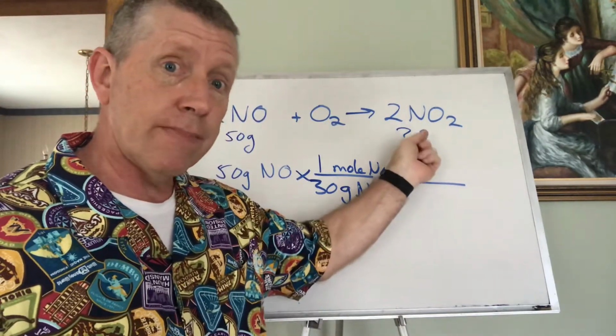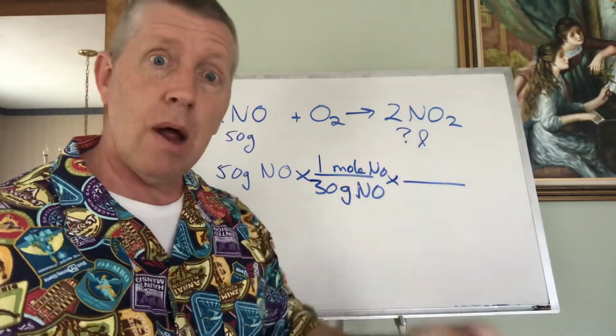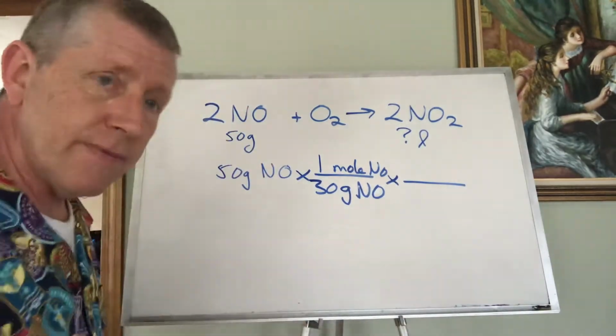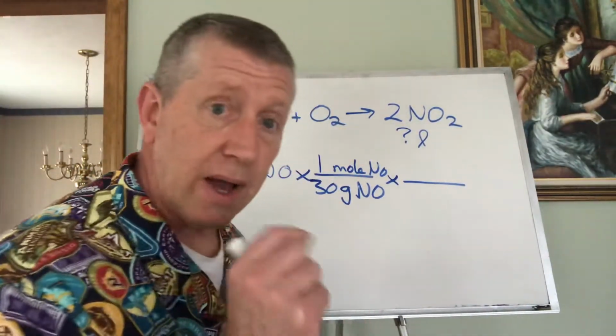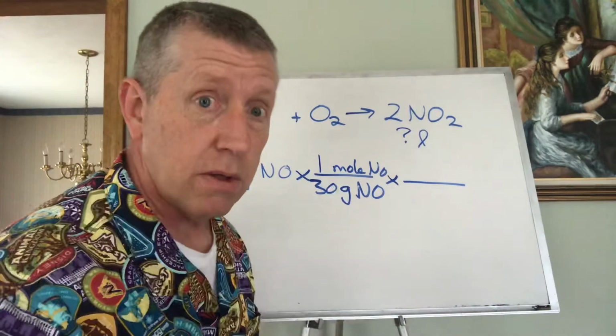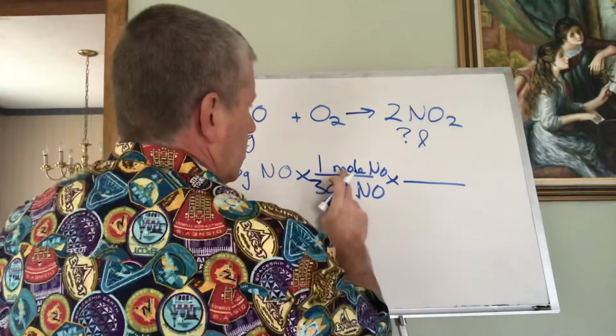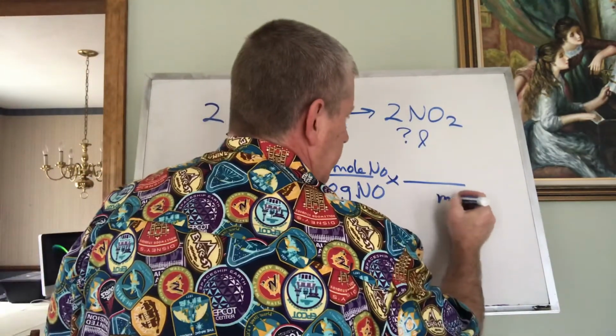Solve for volume, liters. That's why we're trying to figure out the moles of the nitrogen dioxide, because I can put that in the ideal gas law. Okay. So moles on the top, moles goes on the bottom.